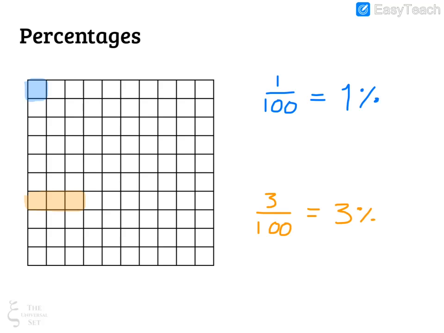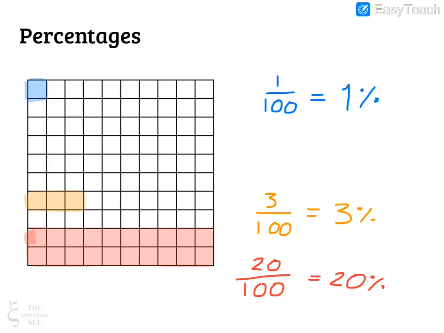Let's go for a slightly trickier one this time. I'm going to shade in 2 whole rows here. So I'm going to shade in all of this bit and all of this bit down here. There we go. So what have I shaded in here? Well, it's definitely 20 out of 100, isn't it? So that means it's 20%. Okay, so we can now see the link between fractions and percentages.